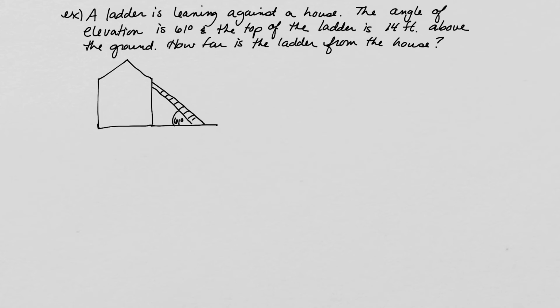And it says the angle of elevation is 61 degrees. So in here we have 61 degrees. And the top of the ladder is 14 feet above the ground. So this distance from here to here is 14. And we want to know how far is the ladder from the house. So we're looking for this bottom part here, x. So again, now I'm looking for, how do I set up a relationship between the 14, the x, and the 61 degrees? So it'd be tangent.